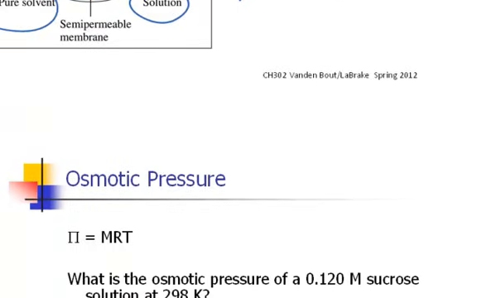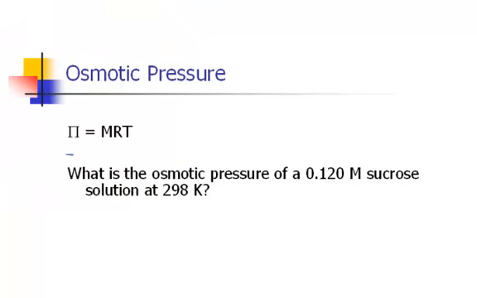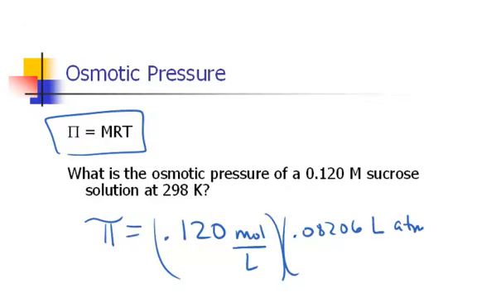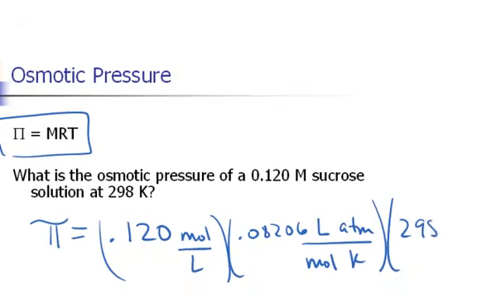Let's practice a quick, simple problem using the equation that was originally empirically derived for osmotic pressure. What is the osmotic pressure of a 0.12 molar sucrose solution? And we'll assume it's an aqueous solution at 298 Kelvin. So it's very simple. You just have pi equals the molar concentration, 0.120 moles per liter, times the gas constant, 0.08206 liter atmosphere per mole Kelvin, times the temperature here, 298 Kelvin.